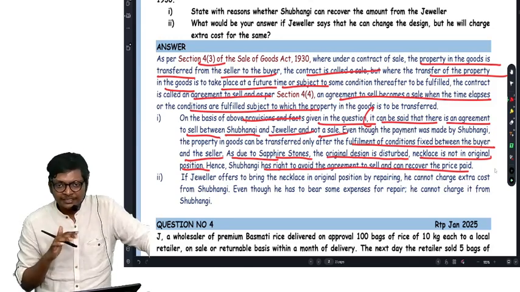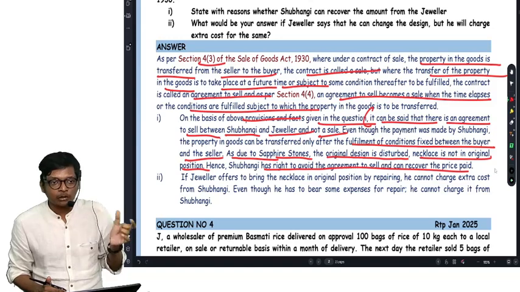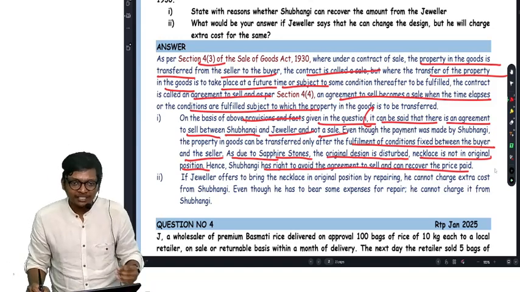No. First of all, the example is not correct. In the Sale of Goods Act, a house will not come. House is immovable property. The example you gave is wrong.